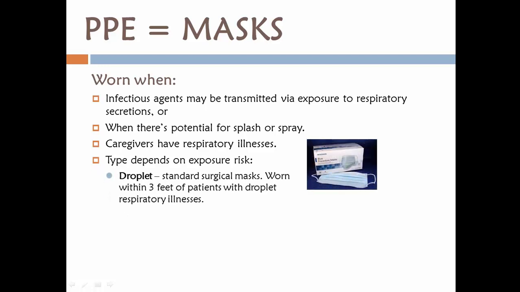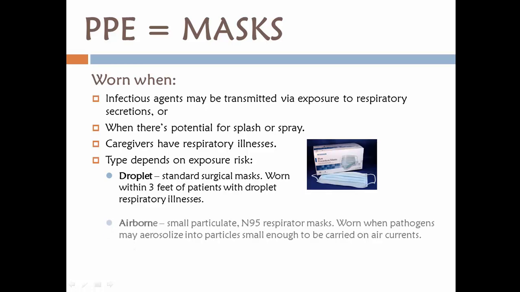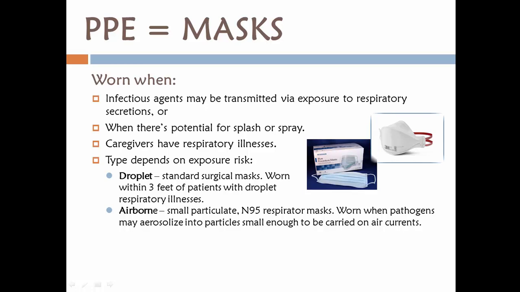For illnesses spread by droplet, standard surgical masks should be worn within 3 feet of patients when caregiver immunity has not been established. Small particulate N95 respirator masks are worn when pathogens may aerosolize into airborne particles small enough to be carried on air currents and capable of penetrating surgical masks. N95 masks are required for all cases of active or suspect tuberculosis. Latent cases are not infectious.